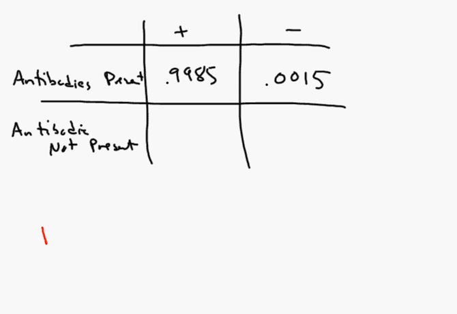We can say the probability that you get a positive test result, given that the antibodies are present, is equal to 0.9985.